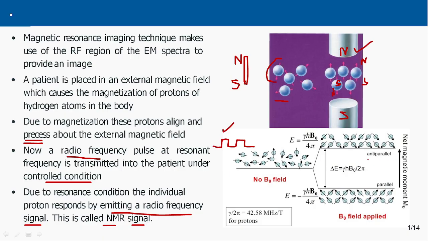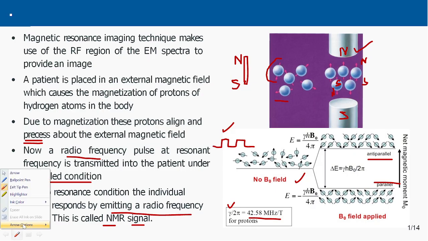Now you mark the anti-parallel and parallel alignments, they have a difference in energy that can be defined in terms of E equals h nu, as we know previously. So we'll see later what this equation is, what the gamma is, and what this 42.58 megahertz per Tesla per proton is. We'll see one by one in the later slides.